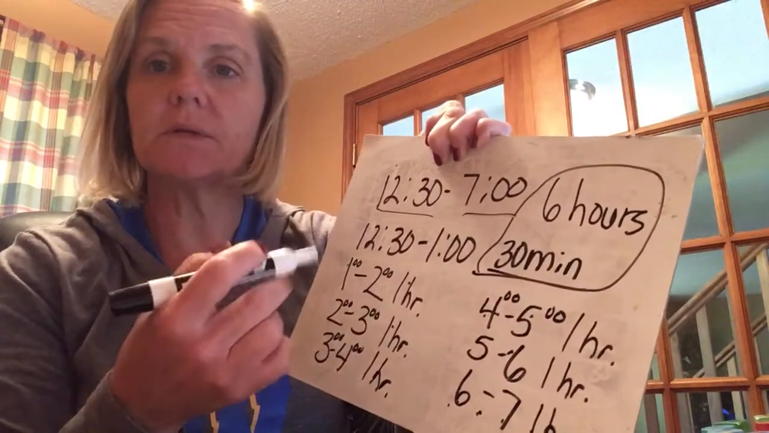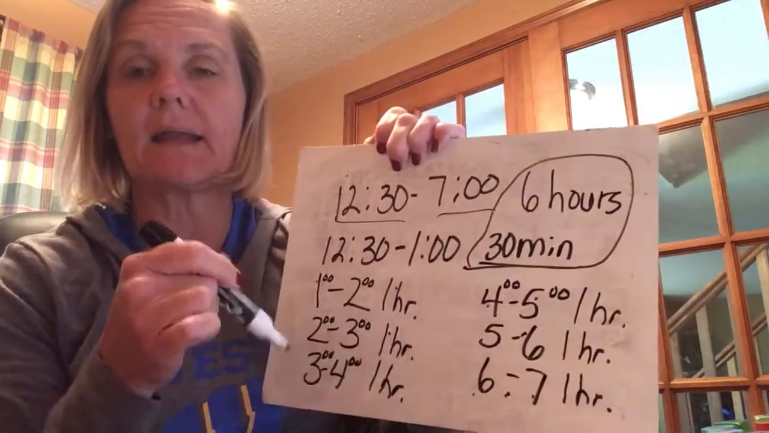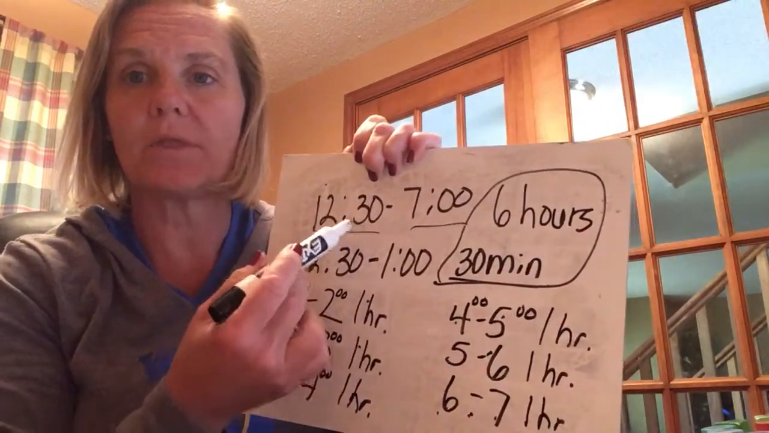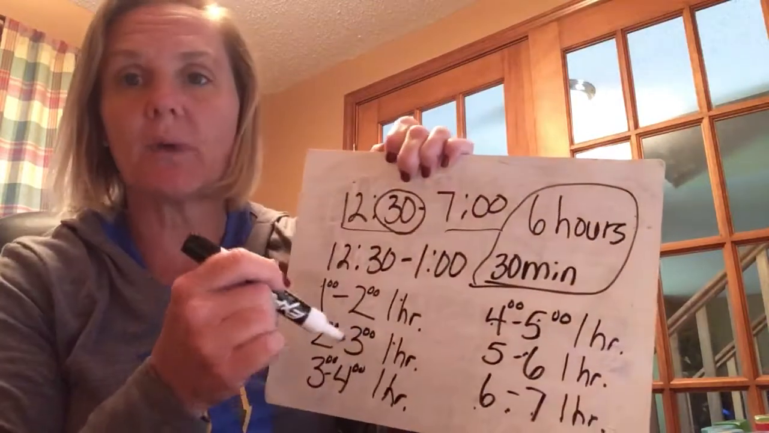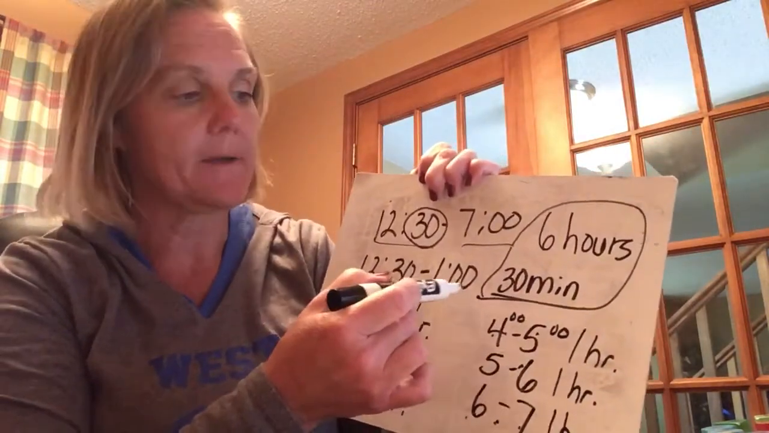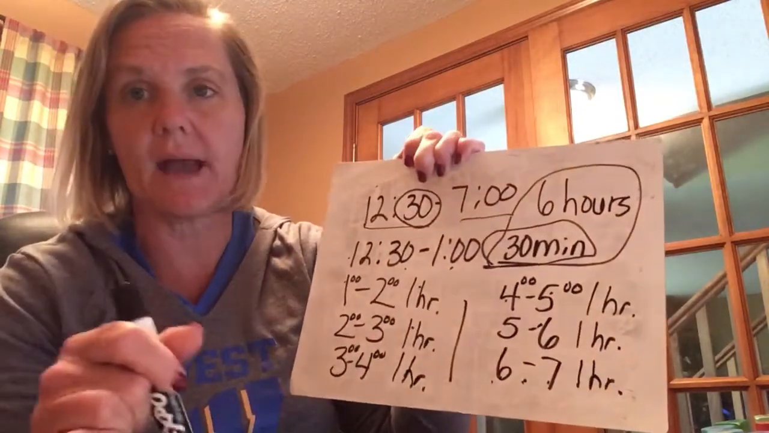Okay? And you always want to start with your hours and get the hours out of your way. But if it starts with a minute time, then you're going to want to get rid of the minute first. So that's why I went from 12:30 to 1 o'clock, and then that's 30 minutes, and then the rest you can go just by the hours.